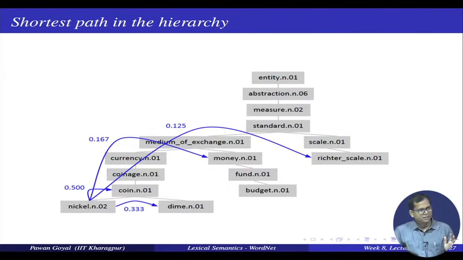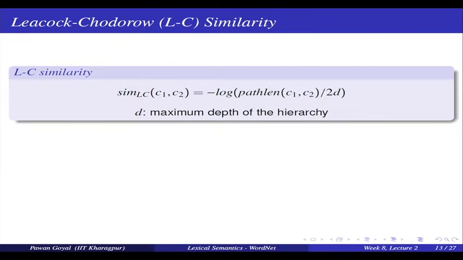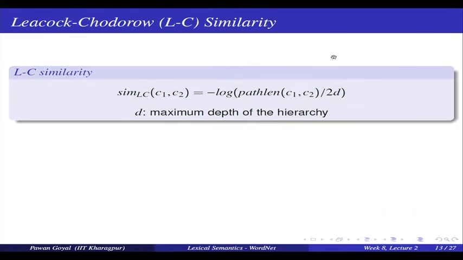So like that I can capture the similarity between two concepts by using the path length. Now there is another similarity measure along the same lines. This is called LC similarity. It says the similarity between two concepts is minus log of path length divided by 2d. So this is just a different function over path length. Earlier we had the function 1 divided by 1 plus x. Now they have the function minus log x divided by 2d.